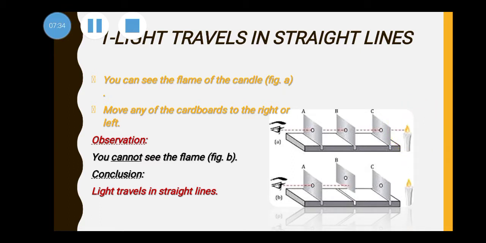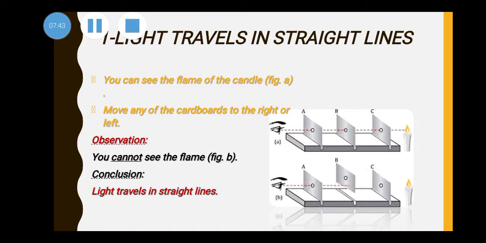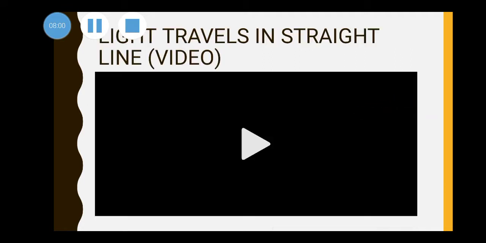But if we try to move the second cardboard to the right or to the left, we cannot see the lighted candle. Why? Because light travels in a straight line. Light cannot bend, cannot travel in a zigzag line or in a curved line. No, it can only travel in a straight line. Okay, let's see an experiment in this video.